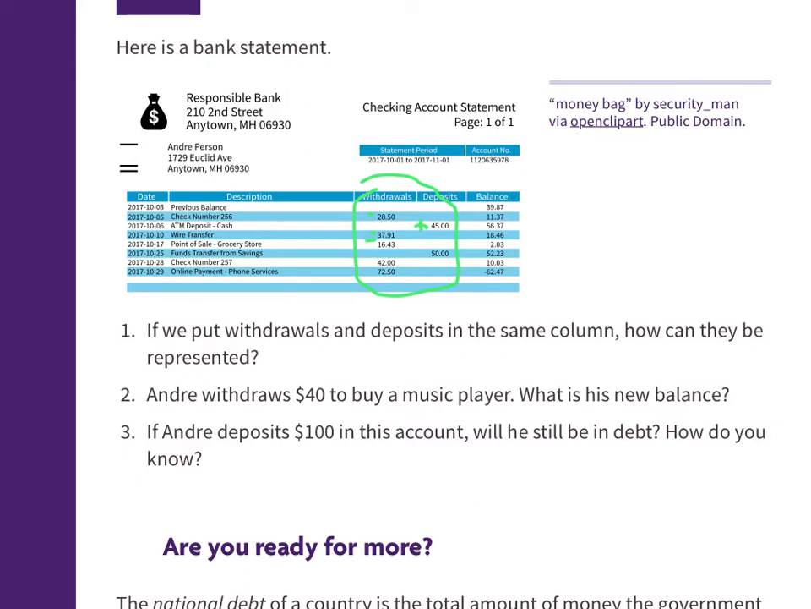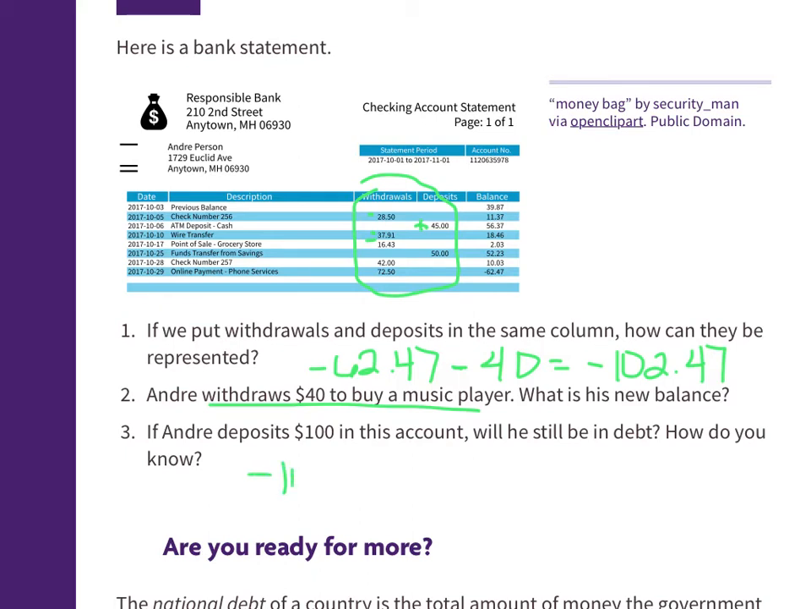Andre withdraws $40 to buy a music player. What is his new balance? So let's see, his balance now is negative 62.47, and he's buying something, so he withdraws. So we're going to minus $40 more. Using a calculator, negative 62.47 minus 40 is negative 102.47.